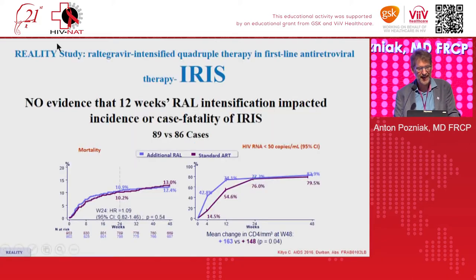So we then had the REALITY study where what happened with REALITY was for the first 3 months of therapy, for the first 12 weeks, patients with very low CD4 counts were given triple therapy with efavirenz, and raltegravir was added into one arm. So they then looked at the raltegravir arm and said, well, was there any difference? And actually they found no difference in either deaths or IRIS. So from this data, it doesn't appear from a randomized control trial that integrase inhibitors are associated with IRIS syndrome.